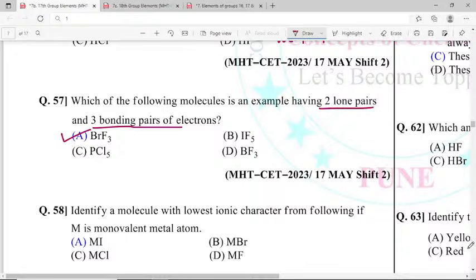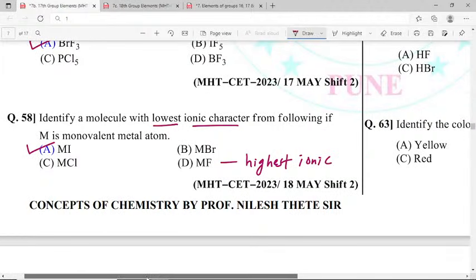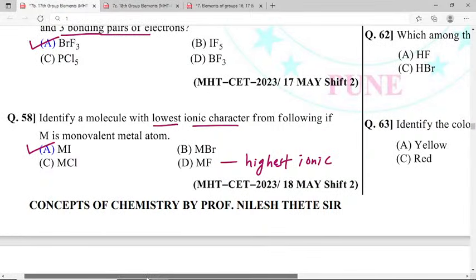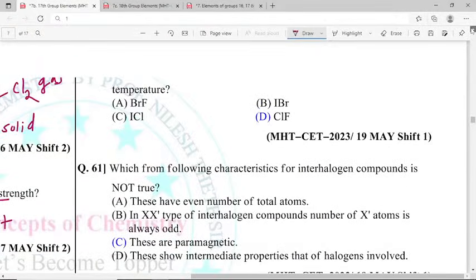Identify the molecule having lowest ionic character. Same question, lowest ionic character. MI. MF, metal fluorine. Fluorine is highest electronegative. So it has the highest ionic character due to fluorine. Iodine is the less electronegative. Always remember, this question is repeated so many times. 21, 23, 24, 25 also.